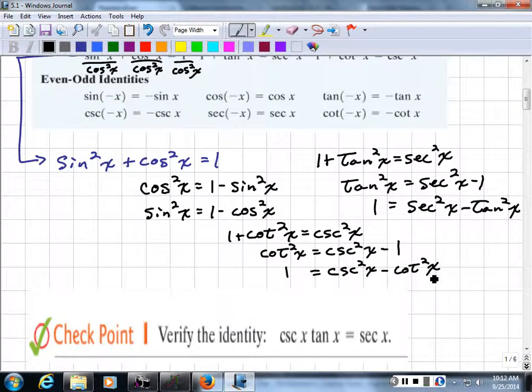Okay? And then we're going to have our even and odd identities, which are important. I've already told you which functions are even and which ones are odd. Okay? The only 2 trigonometric functions that are even are the cosine and the secant. That means that the cosine of negative x is the same thing as the cosine of x, and the secant of negative x is the same thing as the secant of x. Whereas the other 4 are odd.